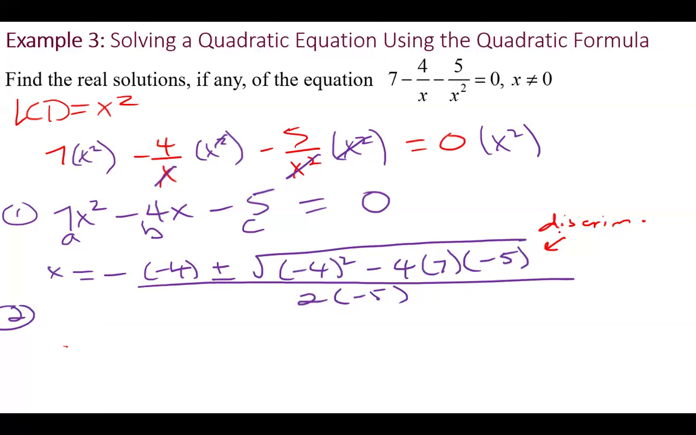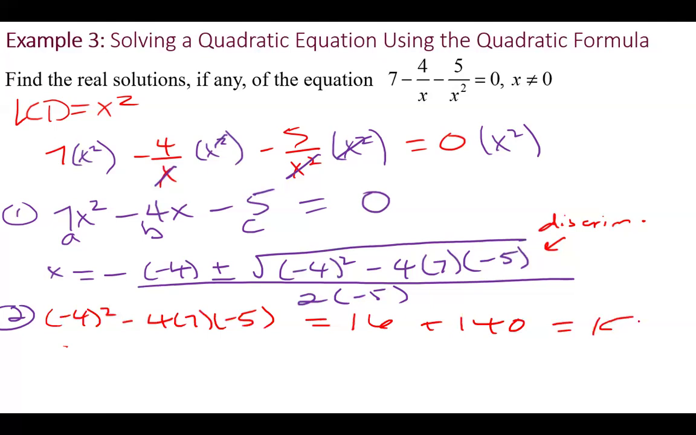Okay. So we're going to check our discriminant. On our discriminant, we have negative 4 squared minus 4 times 7 times negative 5. And we want to figure out that a negative times a negative is a positive. So that gives us positive 16. Negative 4 times negative 5 is positive 20. 20 times 7 is 140. So we're left with 156.